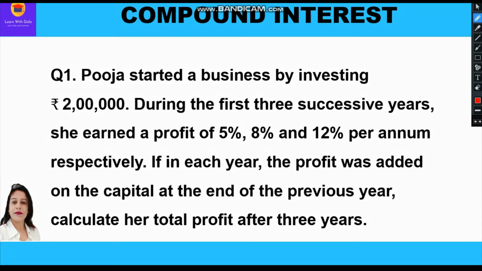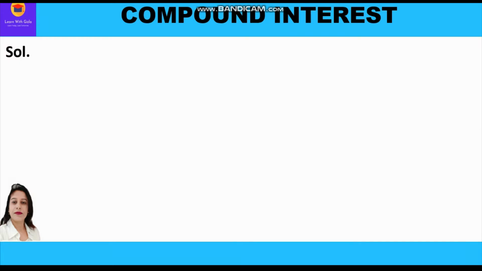Pooja has invested rupees 2 lakh. So that is the principal which she has invested in the business. Now during the 3 successive years, she is earning profit at the rate of 5%, 8% and 12% per annum. And now the profit, as you know, is added to the capital at the end of every year. So we have to calculate the total profit after 3 years. That is, the time period is 3 years. Now let's start with the solution.